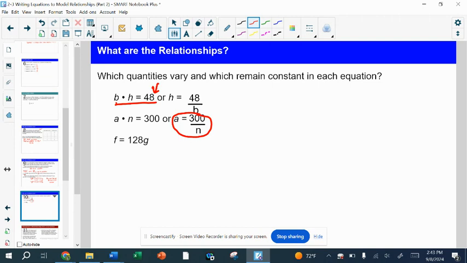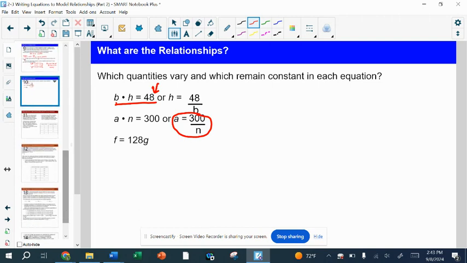And for the last one, I didn't write that equation out, but the number of fluid ounces would be 128 times the number of gallons. The 128 is a constant. The number of fluid ounces, the number of gallons, we can change those. That's why those are variables.